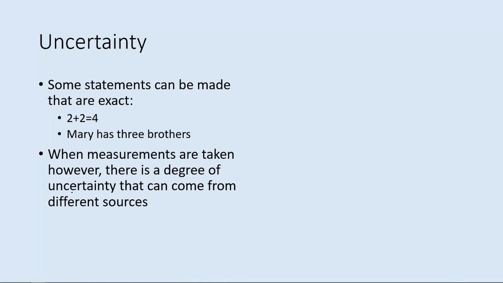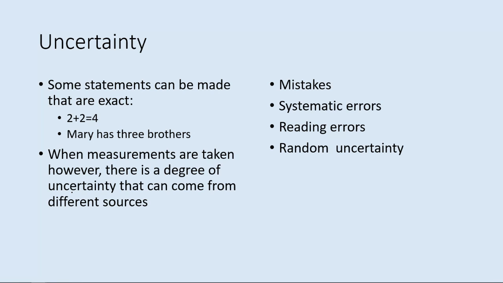The main types of uncertainty we get come from mistakes, so that's if the experimenter just made a mistake. They come from what we call systematic errors. They come from reading errors, and then we also get a little bit of what we call random uncertainty. So we'll go into these in a little bit more detail now.